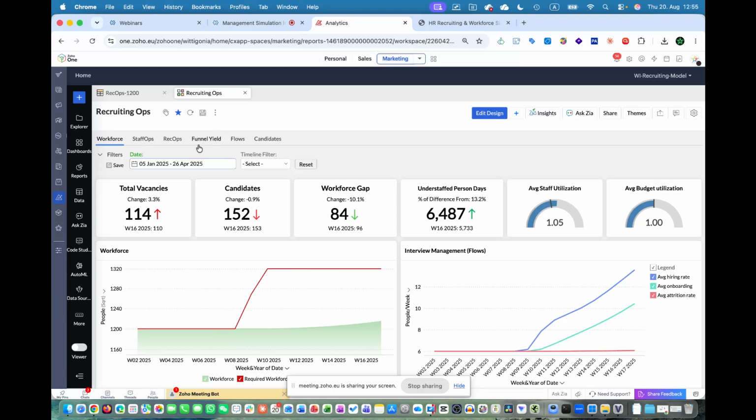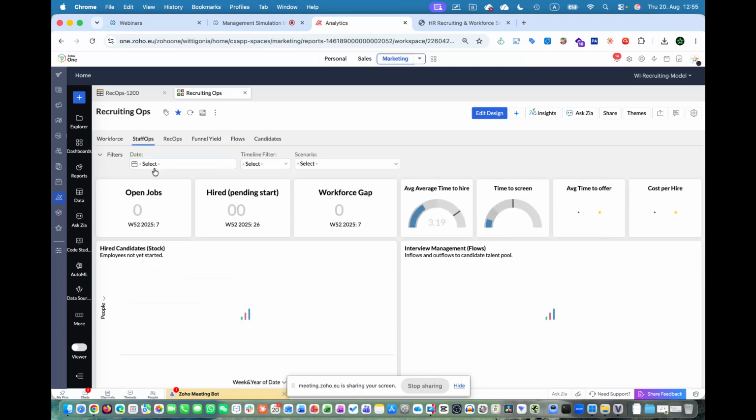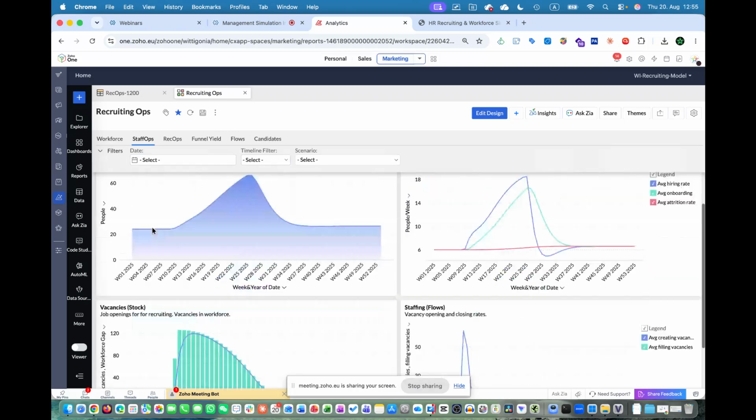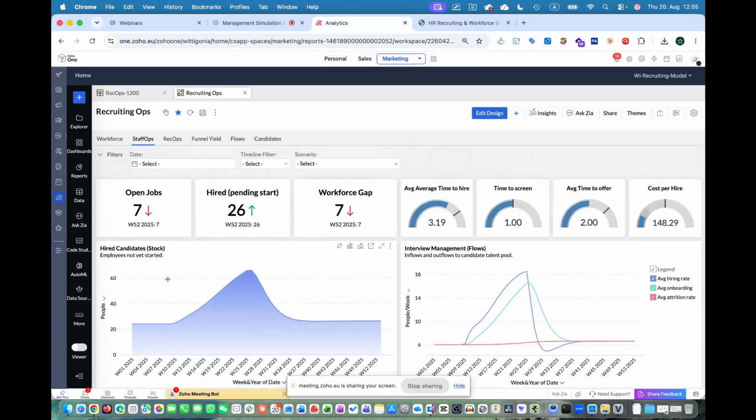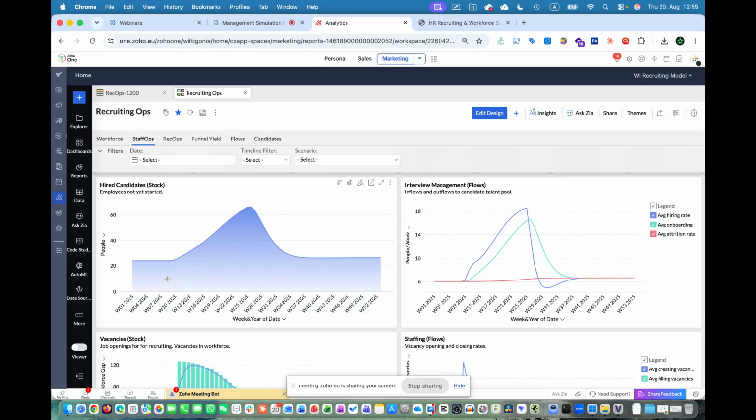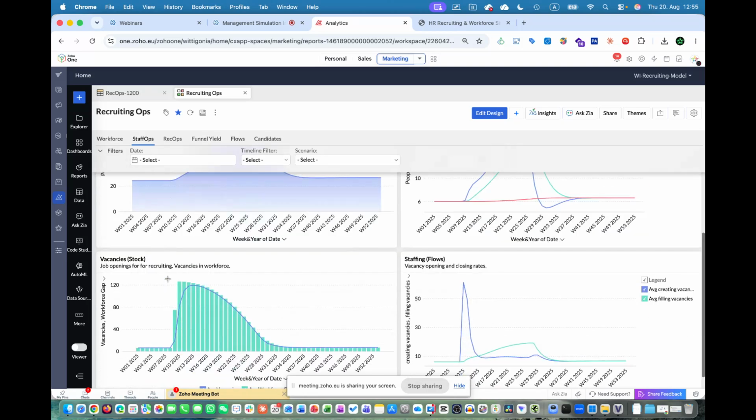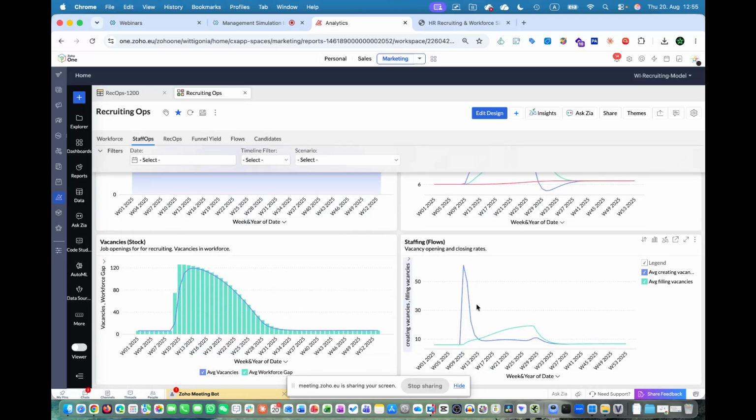Now, I don't want to go too much into detail. There will be a more detailed breakdown, but let me just show some of the tabs here. So this is a stock and flow consistent example of the staffing operations, which is concerned with opening requisitions, opening jobs to be filled, and filling the jobs over time. So here you see the vacancy creation is shooting up, and then it takes quite some time until the vacancies are brought back in line and brought back in equilibrium.